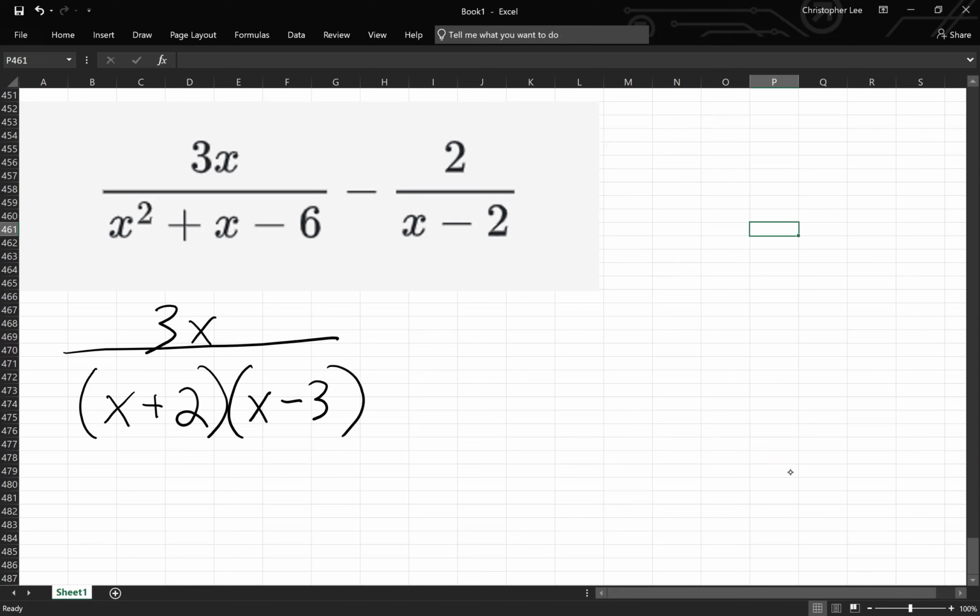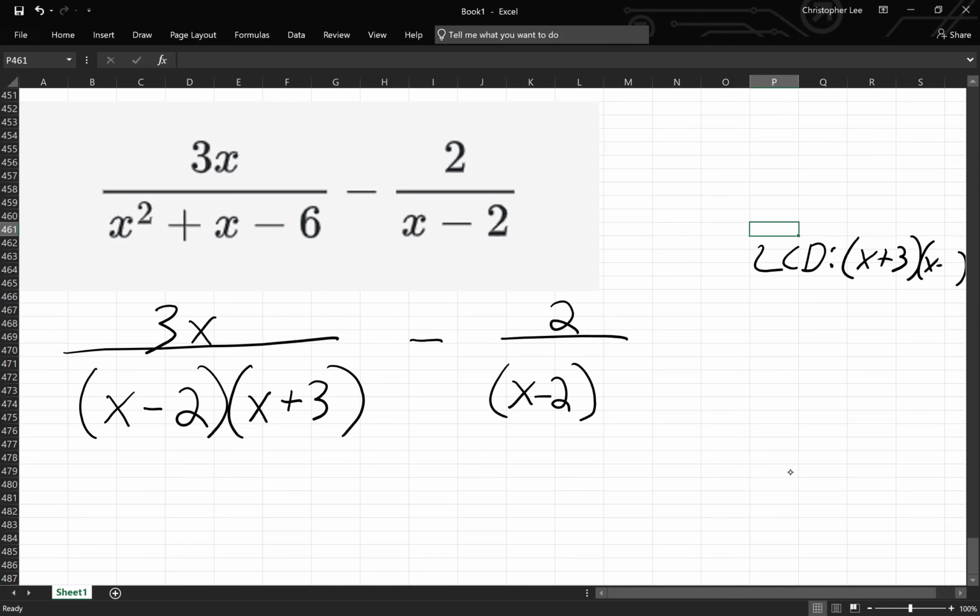That's close. That's really close. Flip it around. X plus 3, x minus 2. That's the one. All right? And then minus 2 over x minus 2. And then remember, I want to find the LCD. What's the LCD here? Now this one over here already has an x minus 2. I just got to multiply this by the x plus 3. But what I do to the bottom, I got to do to the top.